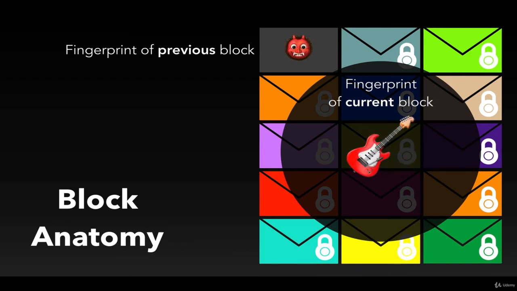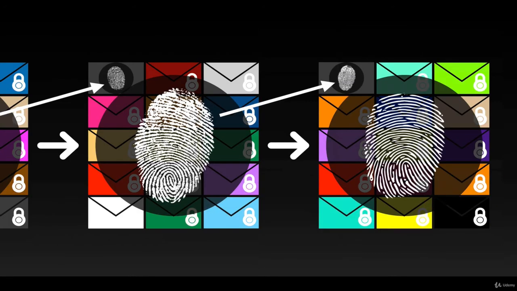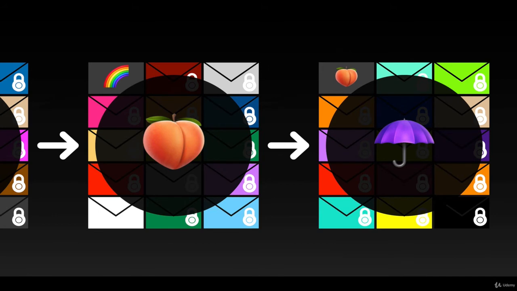So what does it look like when we chain them together? We actually have a reference to the previous block in every single block. So that means if somebody wants to go in and tamper with maybe even just the last block, that's going to change the fingerprint of the current block. So here's the emoji version. There we go. Much better.